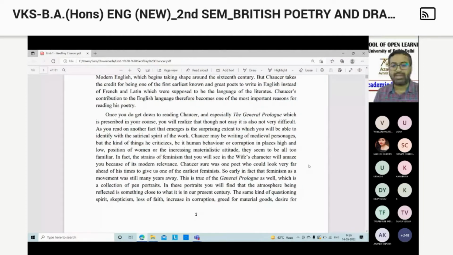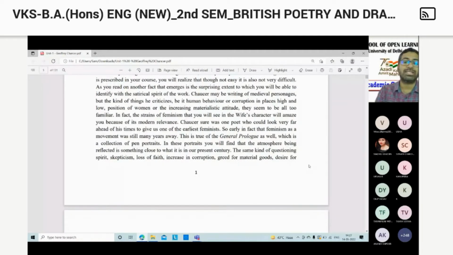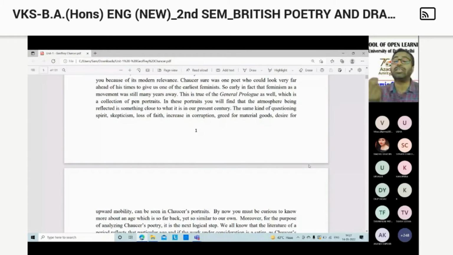This is true of the General Prologue as well, which is a collection of pen portraits. In these portraits, you will find that atmosphere being reflected is something close to what it is in our present century. The same kind of questioning, spirit, skepticism, loss of faith, increase in corruption. These are some of the themes that he talks about. Greed, लालच जिसे हिंदी में कहते हैं लालच or corruption, all these things that were present in that kind of society has been presented by Chaucer in a very distinct manner. He has presented these things in a very beautiful manner.